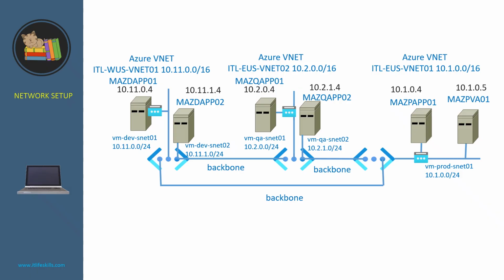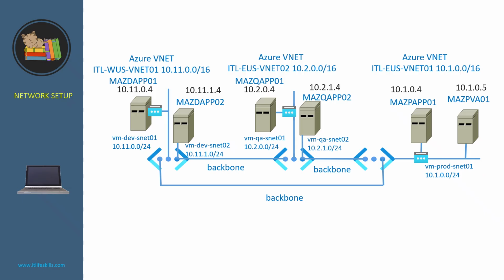To understand about VNet peering, let's analyze this network. As you can see in this network, we created three different VNets. The first one is ITL-EUS-VNet01, and it is assigned with the address space 10.1.0.0/16. And this is a production VNet, and in this VNet we created one subnet. It is VM-prod-snet01.